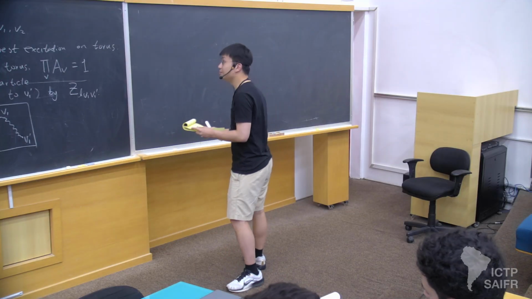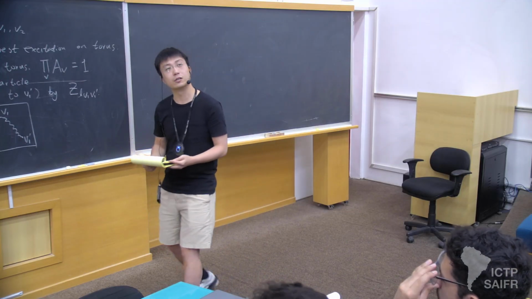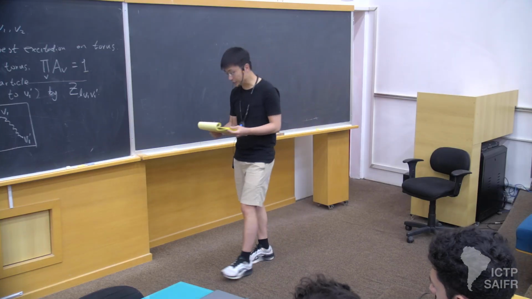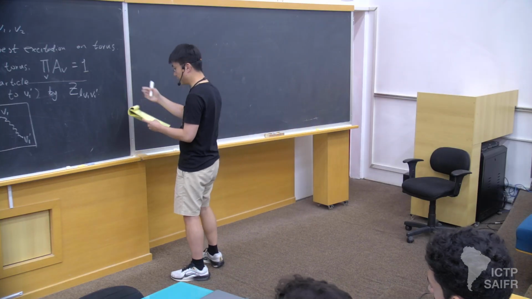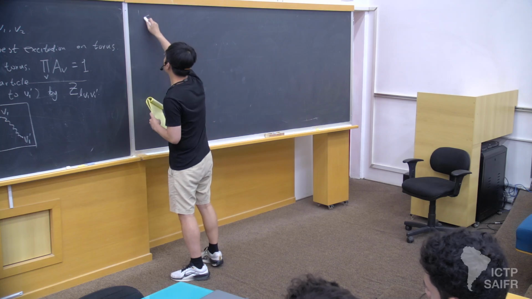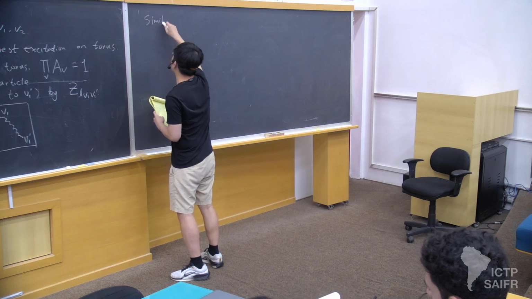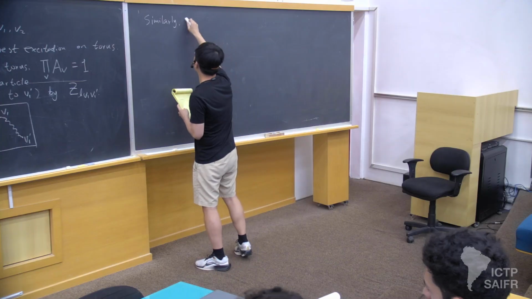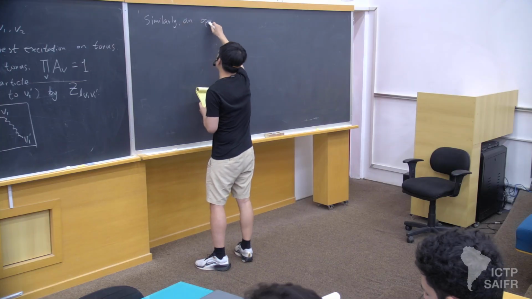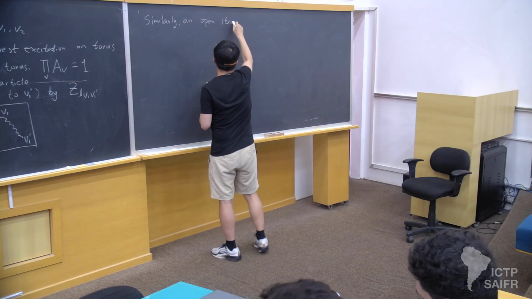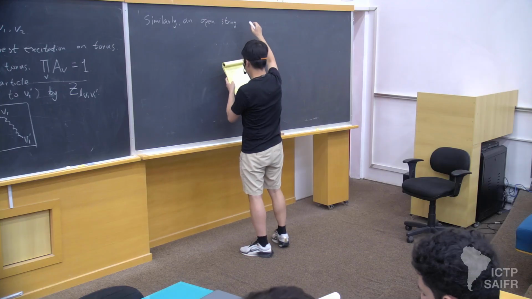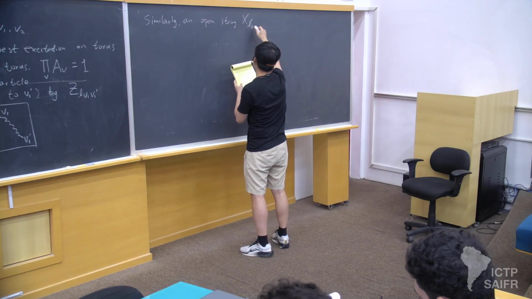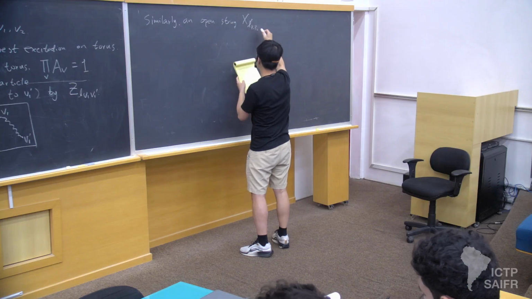So I've been using this Z loop operators, but you can repeat the game with exactly the same logic for the X loop operators. So you can similarly define an open string. Let me call it XL prime. Let's go from P1 to P2.